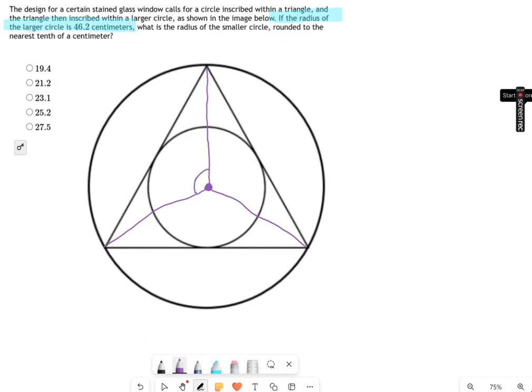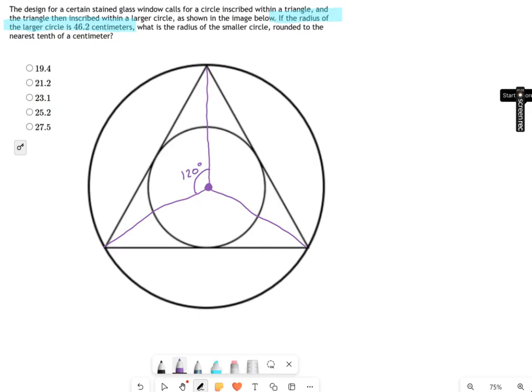Each of these chunks is equal in size because it's an equilateral triangle around that circle. So if each of those chunks is the same, we know it has to be 120 degrees right here because it adds up to 360 total, right? 120 plus 120 plus 120 makes a full circle round, and that's 360. So we just take that 360, divide by 3, that's our 120.